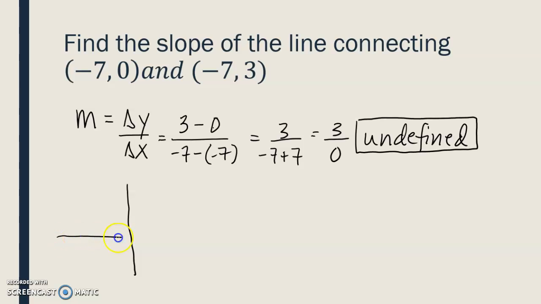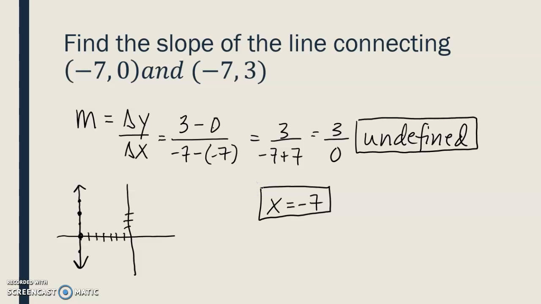Okay, so let's graph this. -7, 0 and -7, 3. 2 points determine a line. If I were to connect those points with the graph of a line, it would be a vertical line. No matter what point I look at on this line, my x-coordinate will always be -7. So what would an equation for that line be? x equals -7. Okay, so for vertical lines, our slope is always undefined. That never ever changes.